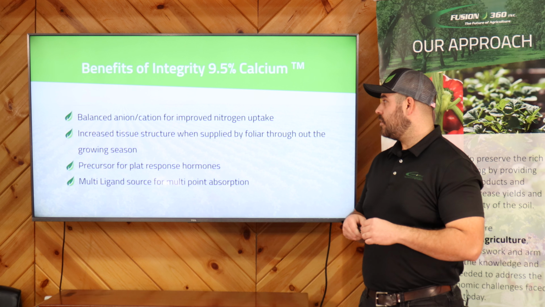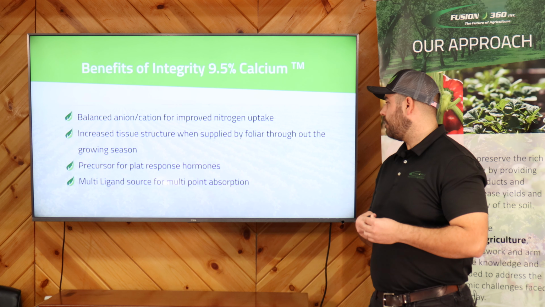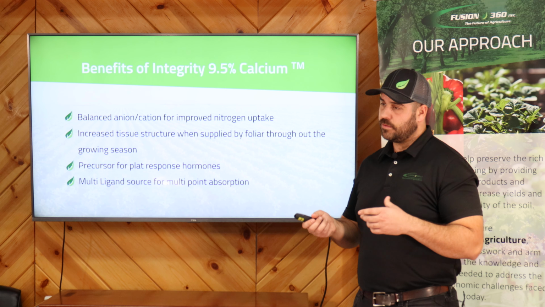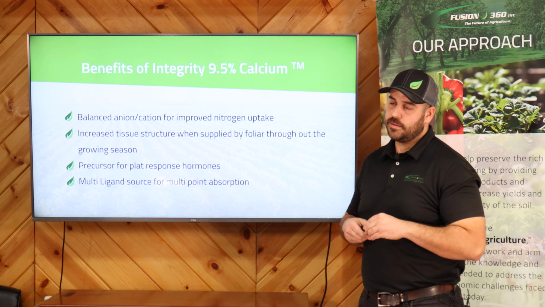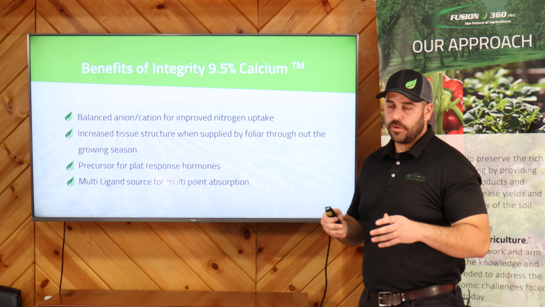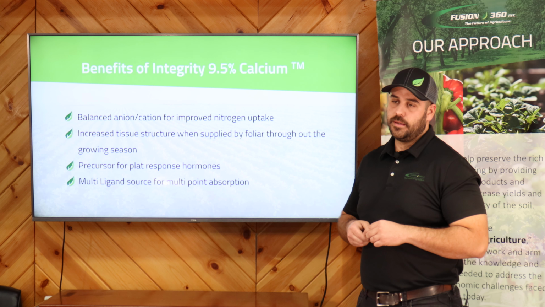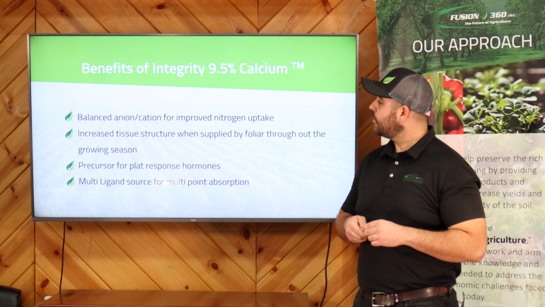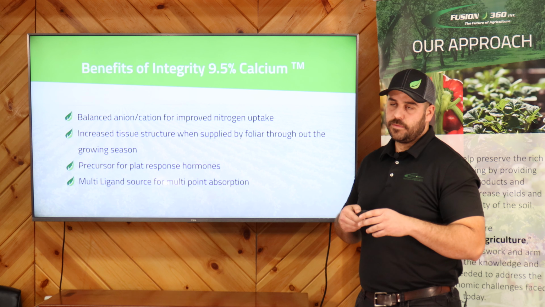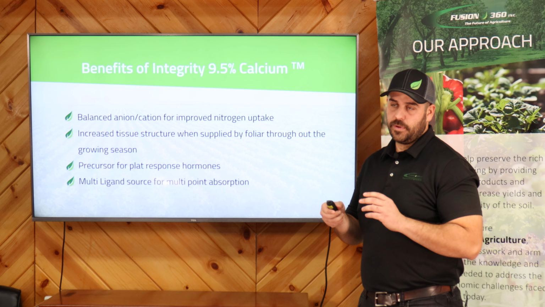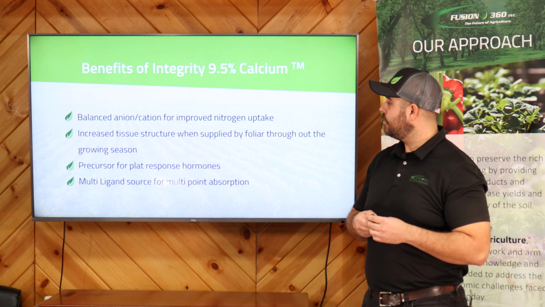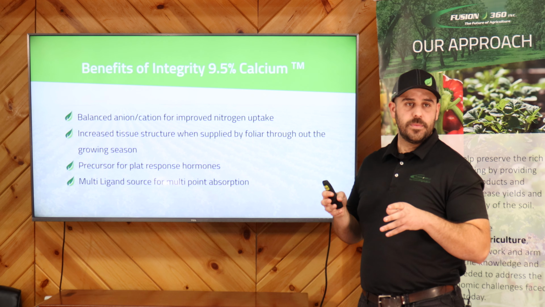As I mentioned, increased tissue structure when supplied by foliar throughout the growing season. So when you apply a balanced calcium foliar spray along with all your important nutrients such as your micronutrients, and different well-balanced foliar programs with FG and Integrity Z422, you're going to get a much stronger tissue.